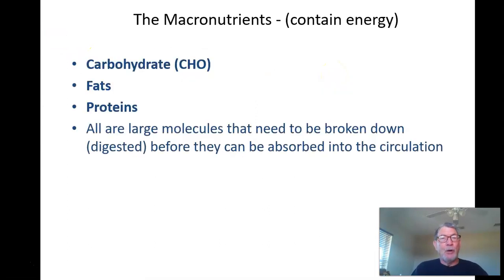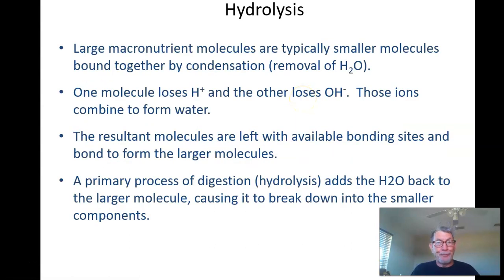First of all, our main digestion and absorption is the macronutrients: carbohydrates, fats, and proteins. Note that carbohydrates are often shown as CHO. So when you see that abbreviation for carbohydrate, remember what it is. These are large molecules. They all need to be broken down before we can absorb them across the intestinal wall.